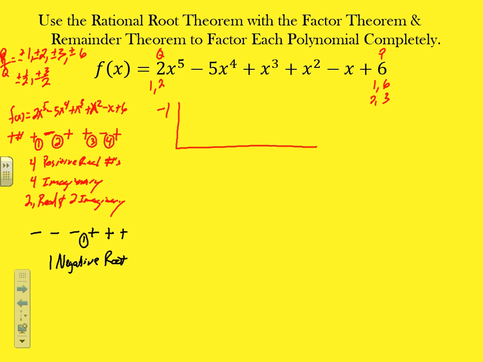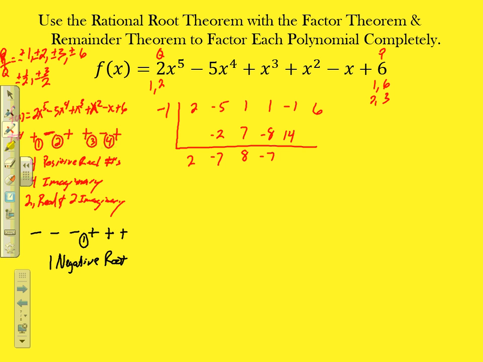So 5, 4, 3, 2, 1. There's no exponents missing. So 2, negative 5, 1, 1, negative 1, and 6. Let's see how it goes. Okay, so bring down the 2, multiply, negative 2, add 7, multiply positive 7, add 8, multiply negative 8 for a negative 7, multiply for a positive 14. Whoops, I'm not multiplying correctly here. I'm not paying attention.